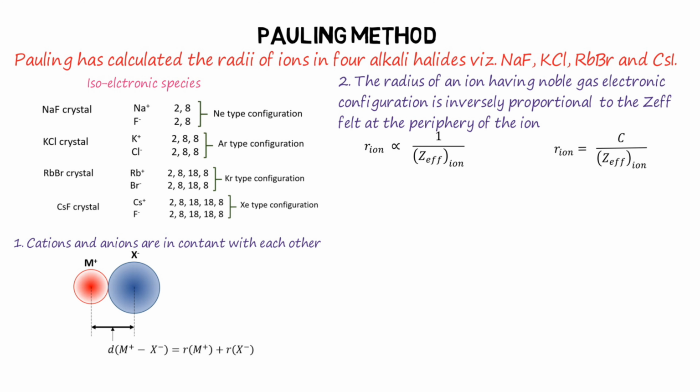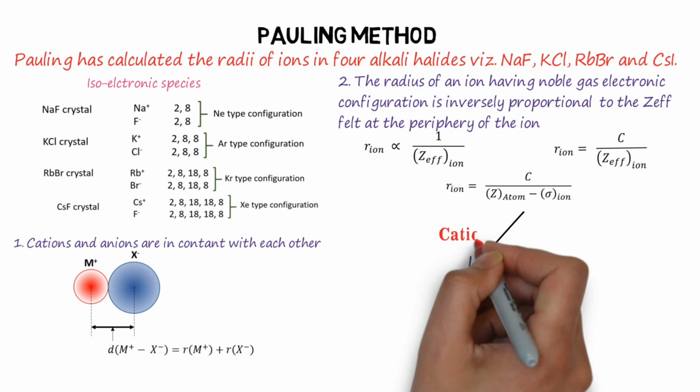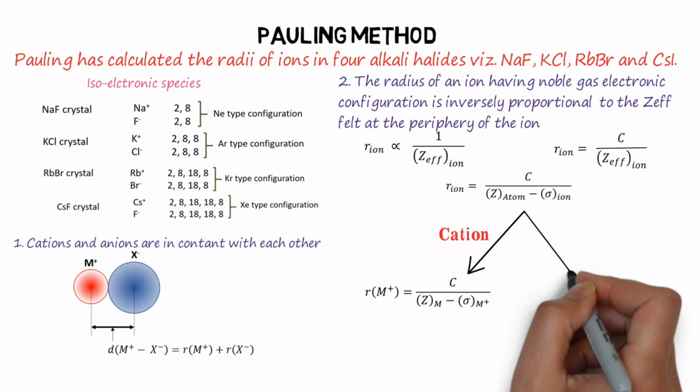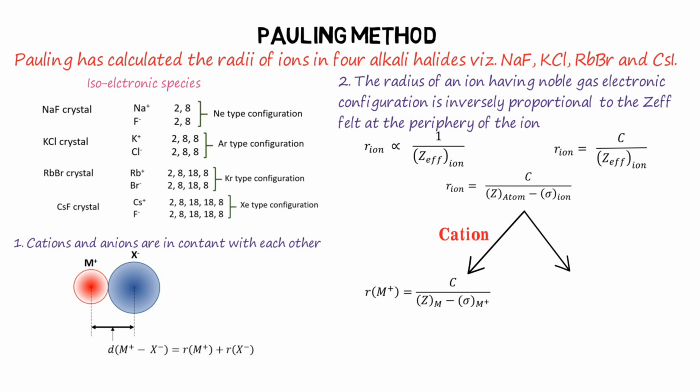Using this formula, the radius of an ion is given as: radius of ion is equal to C divided by the atomic number of the atom minus sigma of the ion. The equation can be written for a cation M plus and an anion X minus as shown here. Using these ionic radii, the internuclear distance between two ions in an ionic crystal will finally take the form as shown here.